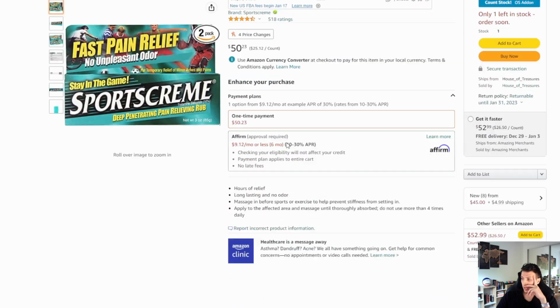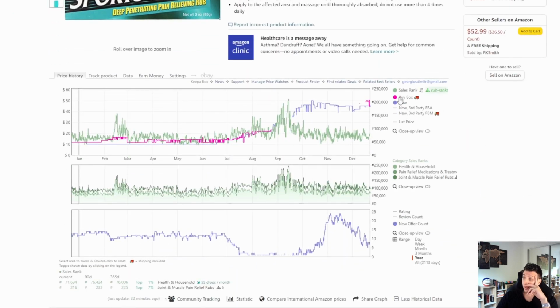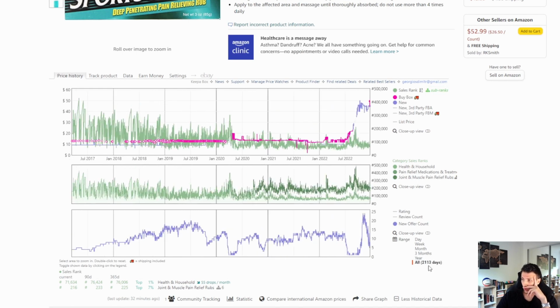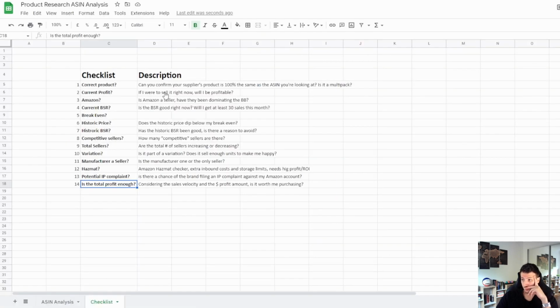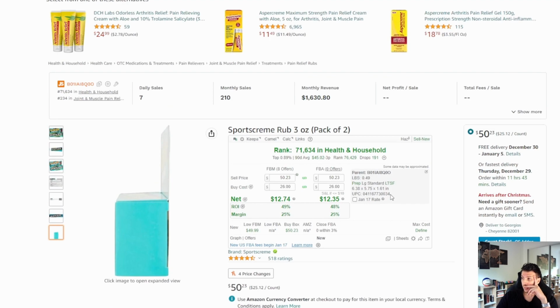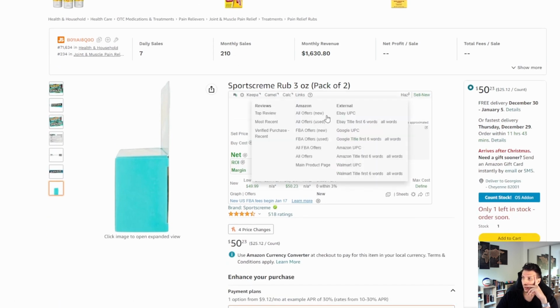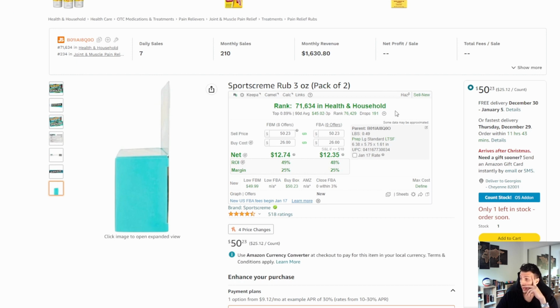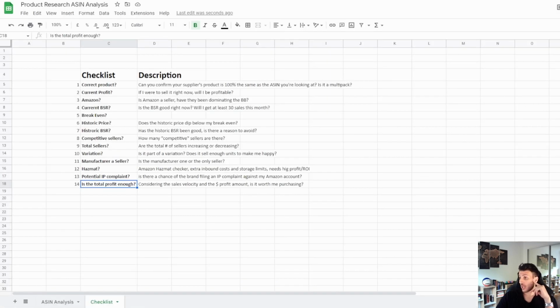Amazon. So let's go and check out Amazon. This last year, there has been no sign of Amazon at all. So let's go and to all, we're going back 2,113 days or whatever that is. No sign of Amazon. Let's go set that back to 1 year. Current BSR. So the current BSR is 71,000 in health and household. That's a very strong category. 71,000 is not bad.